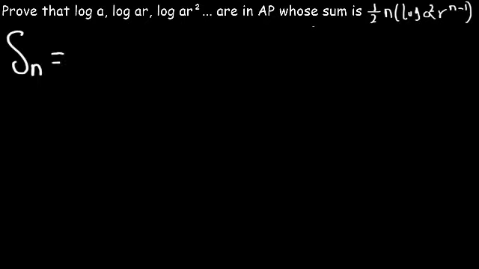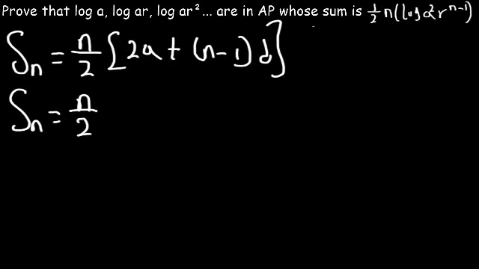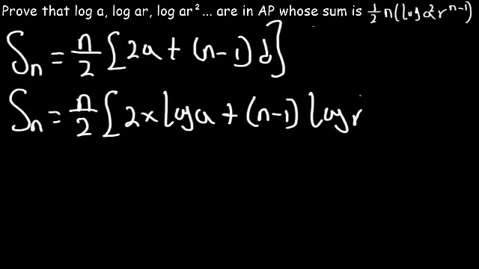S sub n of an AP is n by 2 multiplied by 2a plus n minus 1 d. Perfect. So what I will do is substitute the values of a and d respectively. N by 2, then 2 times log of a. Don't forget, the first term is log of a. Perfect. Plus n minus 1, then the common difference we got earlier, which was log of r.